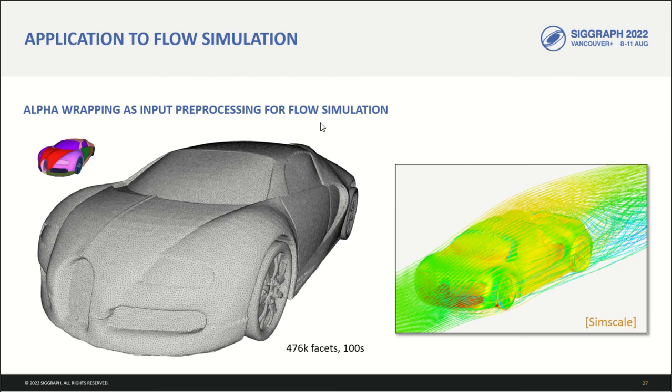Our method produces a closed manifold mesh on which simulation can be run successfully. It computes a wrap mesh here that fills all the holes and gaps, is watertight, two-manifold, orientable, 500,000 facets in 100 seconds, and this time the simulation, here performed using the SimScale technology, is successful.